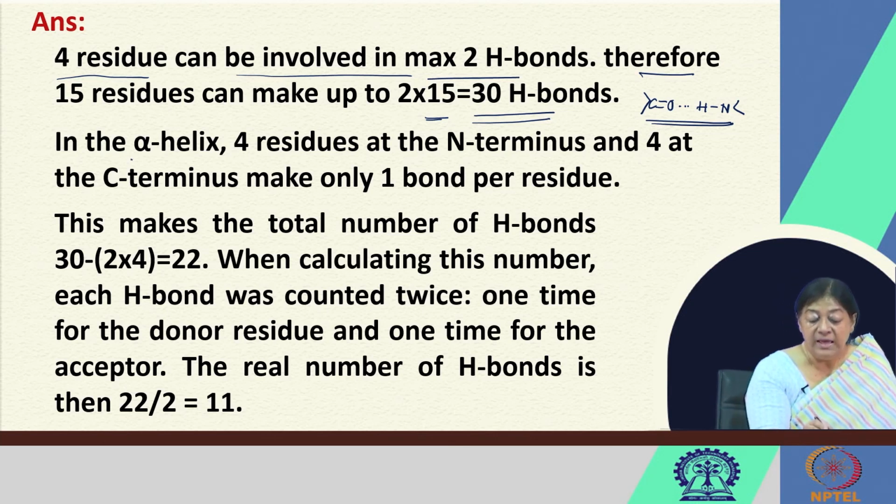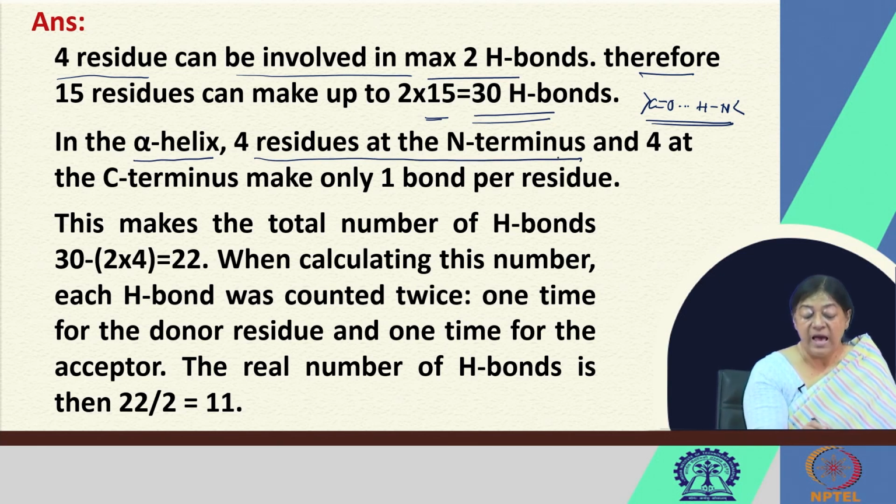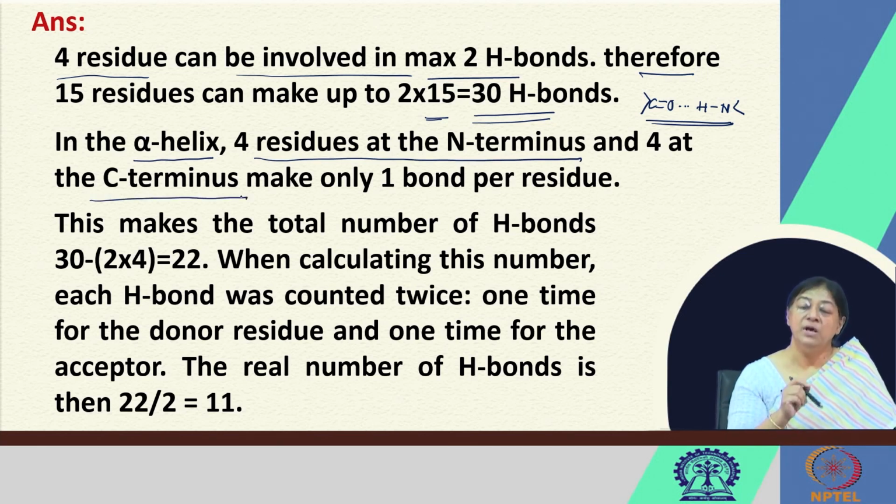But in the alpha helix, there are 4 residues at the N terminus and 4 residues at the C terminus that make only 1 bond, because the I to I plus 4, when we go to the end of the alpha helix, it is not possible because the helix has now ended. One I will not have an I plus 4 to bond with. Similarly, at the beginning also this will be the case.